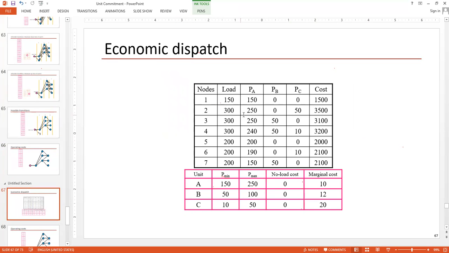So unit A and C. Unit A has the lowest cost. You see the lowest cost. So I will try to fill up whatever I have from unit A. Let's see what is the maximum. Yeah, P max, it is 250. I can take 250 because the remaining 50 is the maximum for the remaining unit C.